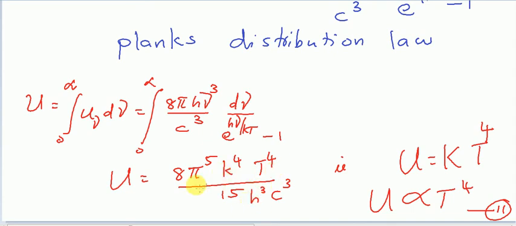You can see that all these terms except temperature are constants. So we can write this as U proportional to the fourth power of temperature. This resembles the Stefan-Boltzmann law of radiation, which says that the power radiated per unit area by a black body is proportional to the fourth power of the absolute temperature. So using Planck's distribution law, we arrived at the total energy density proportional to the fourth power of temperature, which is similar to that of the Stefan-Boltzmann law.